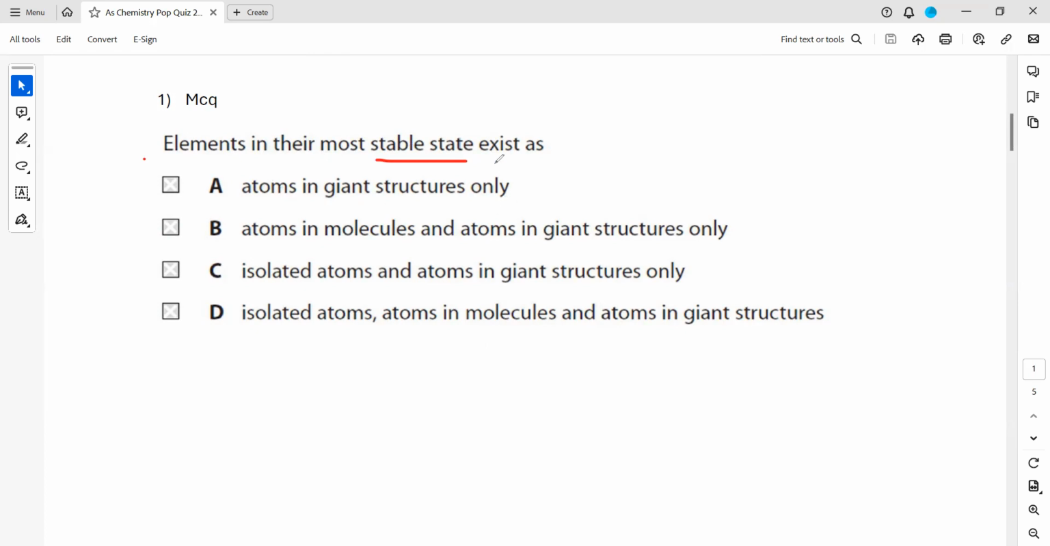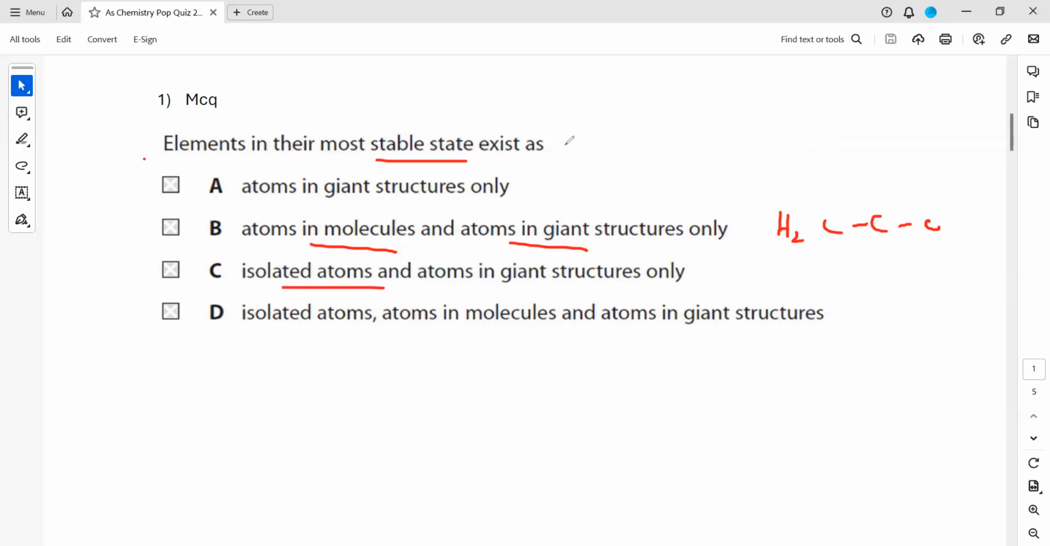Atoms in giant structure only? Like, if they are most stable, they will exist as a giant structure only? No, because we have different types of structure: simple molecular structure, giant structures, and ionic structures as well. So, atoms in molecule and atoms in a giant structure only. What does it mean? It means simple molecular structure will be there or a giant structure will be there.